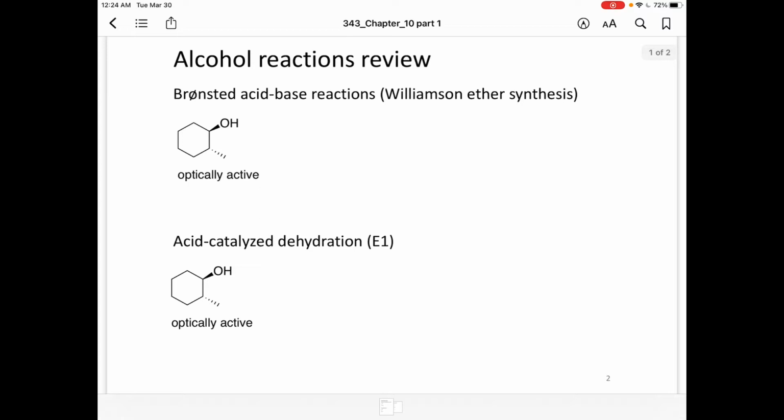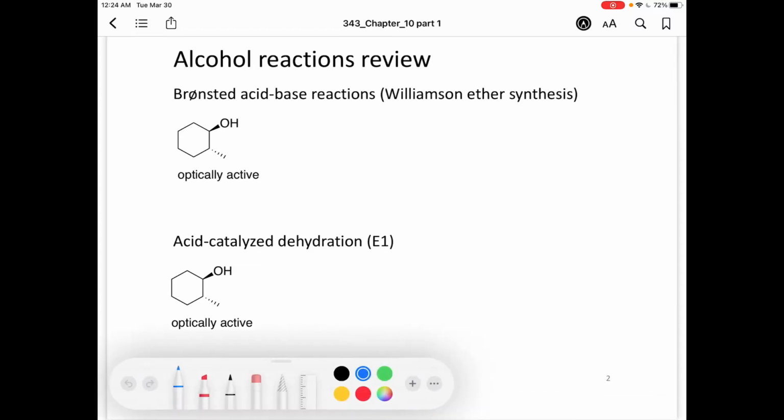We are first going to review some alcohol chemistry, and then we're going to learn something new with alcohols. So let's first just review what we know already.